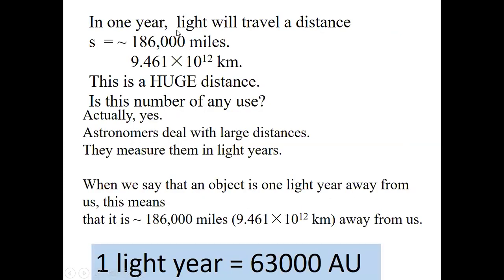So the distance light travels in 1 year is called a light year. In a second, it can travel 186,000 miles, right? So using this number, we can calculate how much distance it travels in a year.